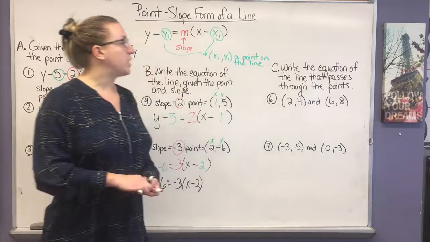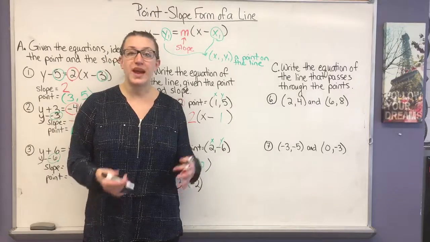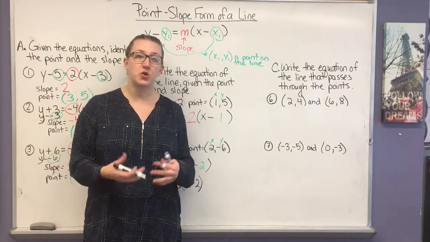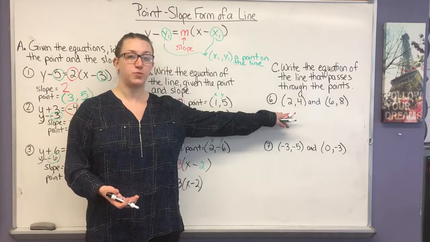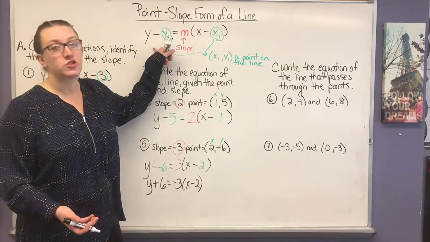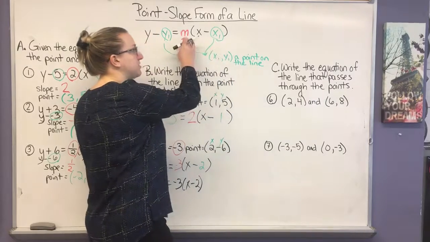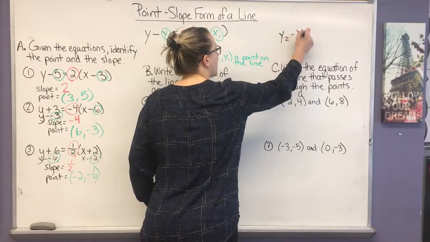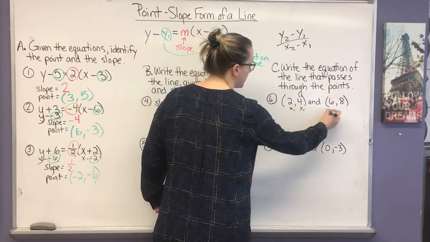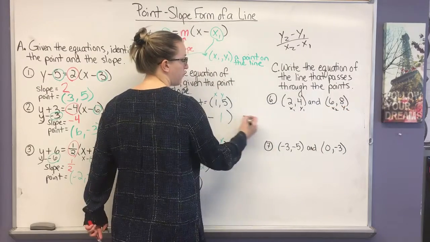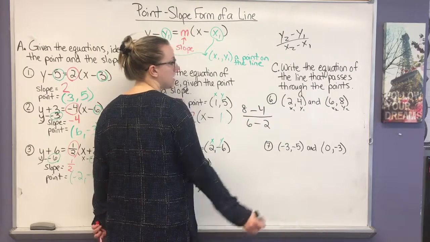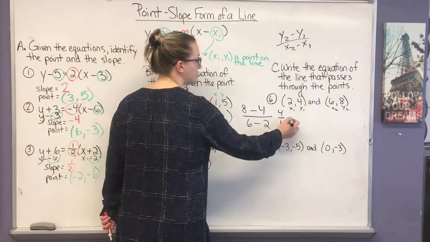Finally, it says, write the equation of the line that passes through the points. So I have 2 points, neither of which are the y-intercept. So if you saw my previous video with the slope-intercept form, I could find the slope between 2 points and then just plug in the y-intercept. I don't have that here, which is why I would rather use the point-slope form. So the first thing I'm going to do is find the slope using y2 minus y1 over x2 minus x1. So here's x1, y1, x2, y2, fraction subtraction, 8 minus 4 over 6 minus 2. That winds up being 4 over 4, which is 1.